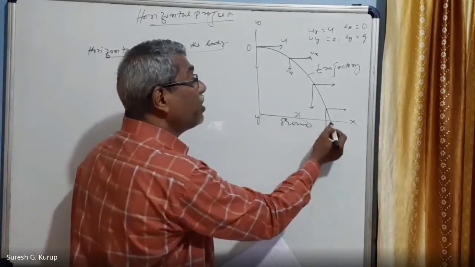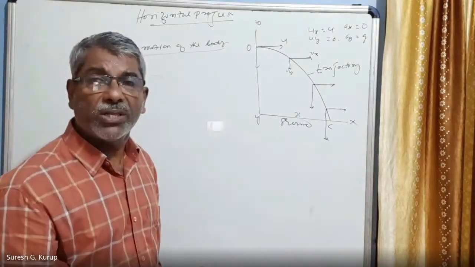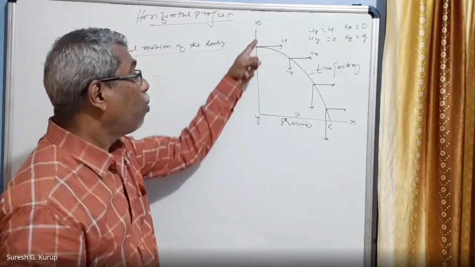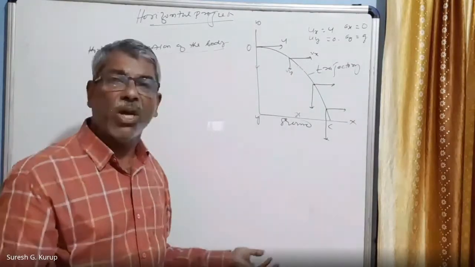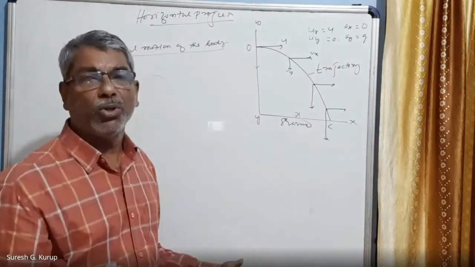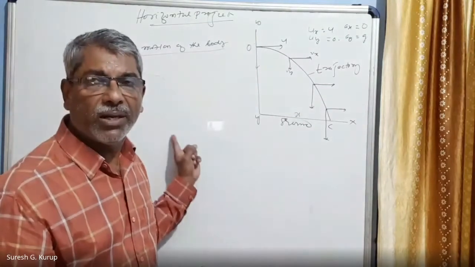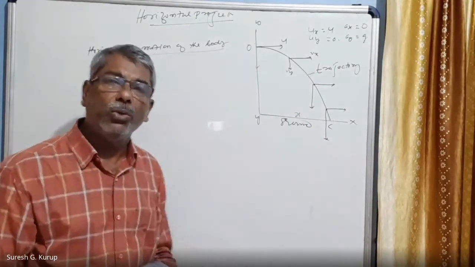That is equal to YC. YC is the horizontal distance, and OY is the vertical distance. The body travels two distances; the body has two displacements. One is vertical displacement, and the other is horizontal displacement. First of all, let us consider the horizontal motion of the body.